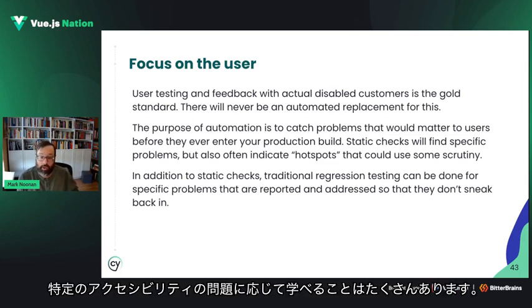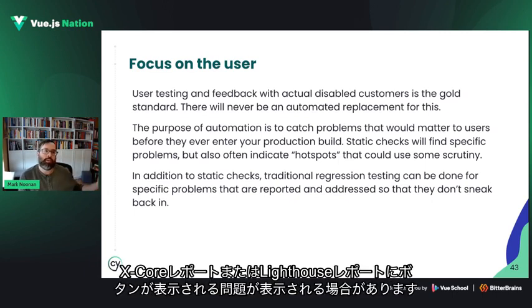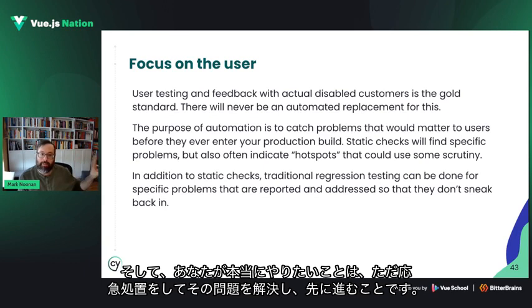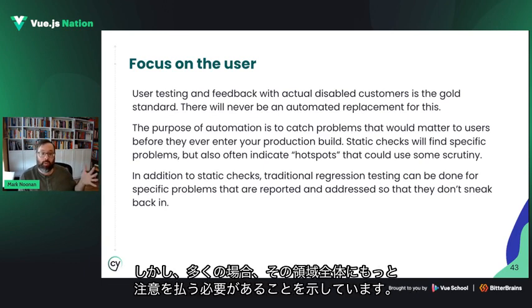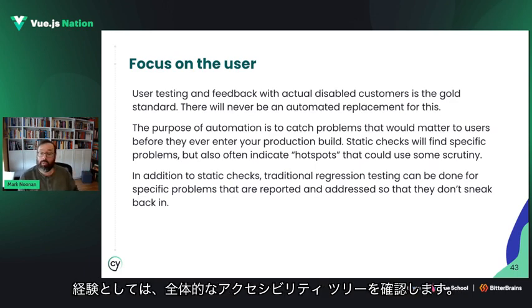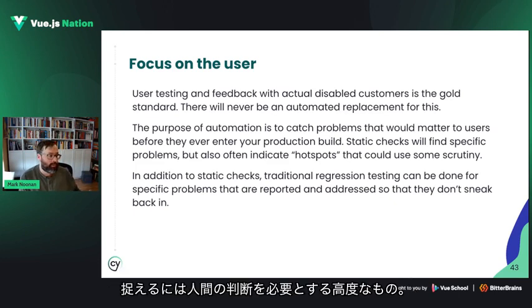There's a bunch of things you can learn in response to any given accessibility issue. And one thing I've found with a lot of the people that I've worked with on accessibility is you might see an issue in your Axe Core report or your Lighthouse report that says buttons must have discernible text. And what you really want to do is just put a Band-Aid on and fix that issue and move on. But often what you experience is that indicates that that whole area could use more attention. So that's where you might focus your manual testing, get a screen reader out and see what the experience is, look at the overall accessibility tree. Because if we didn't do the things that Axe Core catches, it's likely we didn't do the more sophisticated stuff that requires a human judgment to catch.